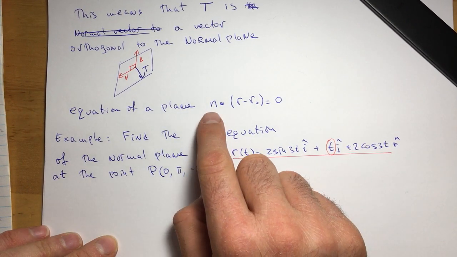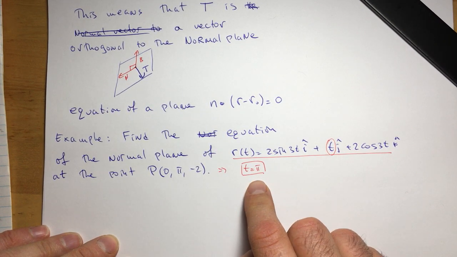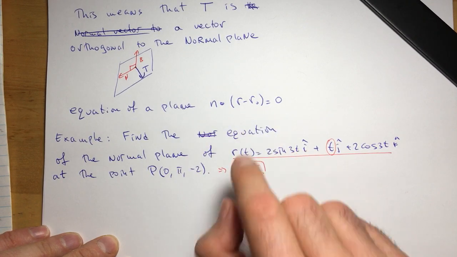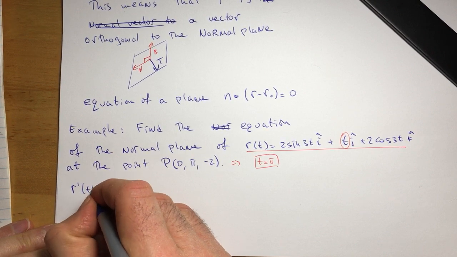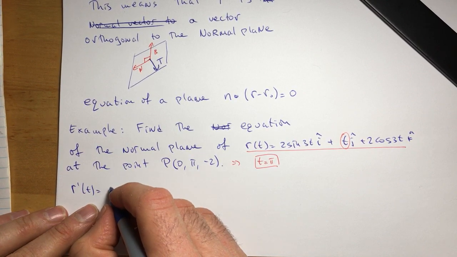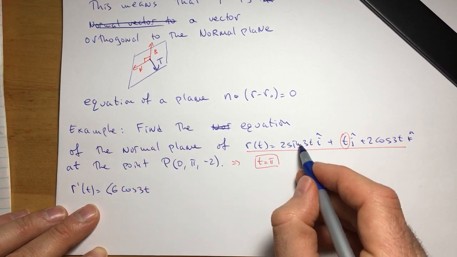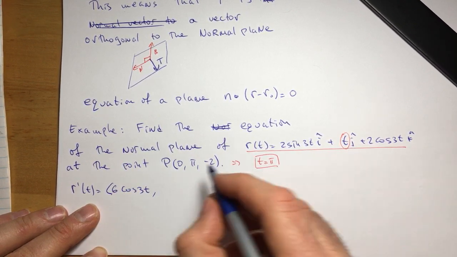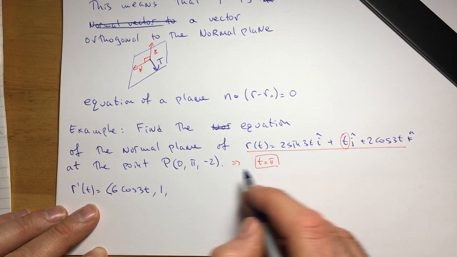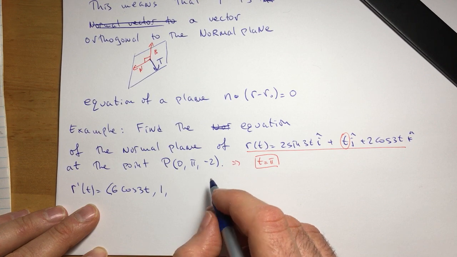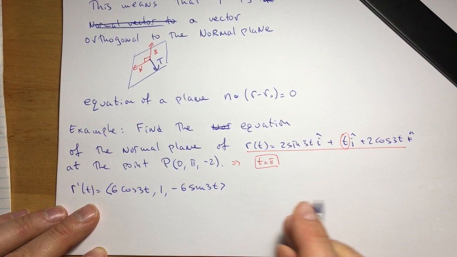Okay, so what do we have to do? We have to find the unit tangent vector at t is equal to pi, and then I have the point. We do this product rule and we're done. Okay, so let's do this quickly. r prime of t is equal to 6 cosine of 3t, right? Derivative of this component. Derivative of t is 1. Derivative of cosine of 3t is negative 3 times sine of 3t times 2, negative 6 sine of 3t.